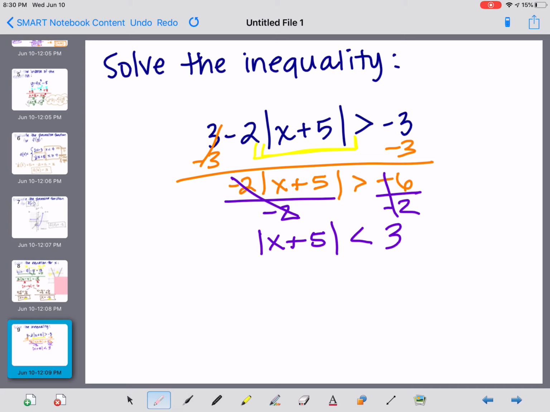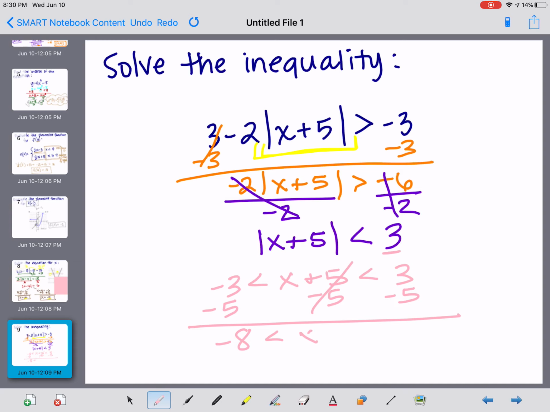So if I'm going to do the compound inequality, I'm going to take this 3, put it over here, and make it a negative 3. My sign's going to stay as a less than. Okay, and we just kind of reflect everything over to the left-hand side. So let's solve this for x now. All I have to do is subtract 5, but I got to subtract it from all of the sides now. So I'm left with negative 8 is less than x, which is less than 3 minus 5, which is negative 2.